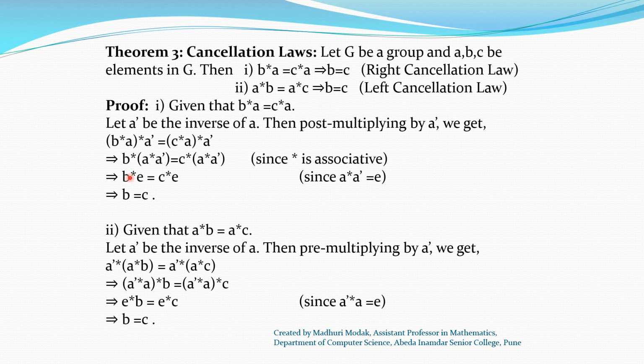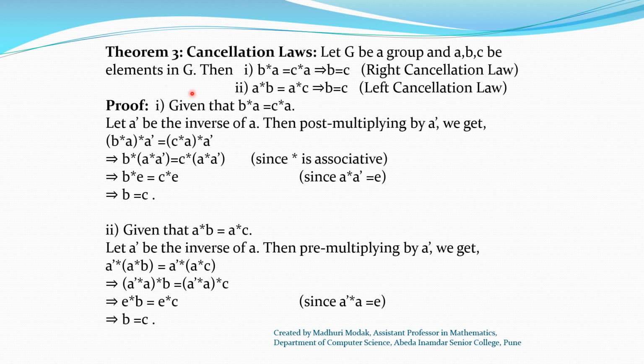Now by definition of identity, B star E is B and C star E is C. So finally we got B equal to C. So starting with B star A equal to C star A, we reached B equal to C. So this law is called the right cancellation law. Now in a similar way we prove the left cancellation law.